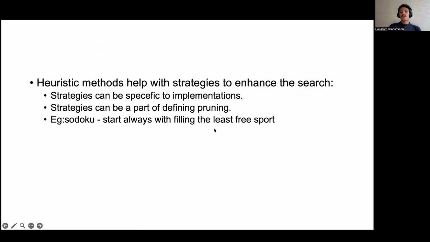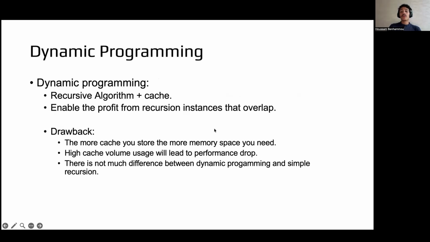Aside from heuristics and strategies, dynamic programming is also a big help in resolving NP problems. And dynamic programming is basically recursive algorithms or combinatorial algorithms plus cache. And what I mean by that is, while trying to find the solution through our combinatorial search and going the wrong way, when you want to backtrack, you don't need to backtrack all the way down. You can backtrack just to one point where the solution is still good, and you can go from there.